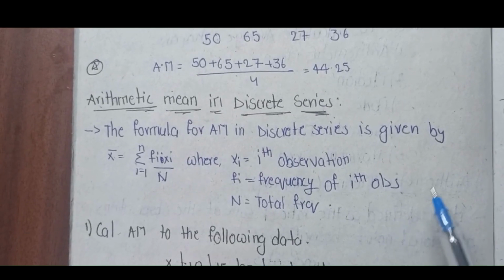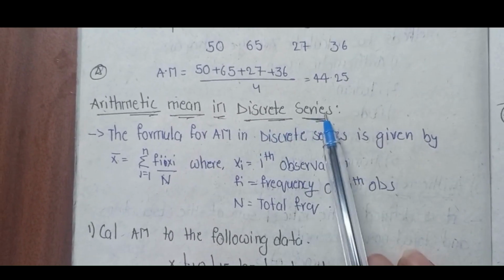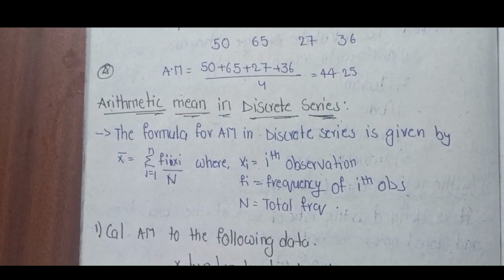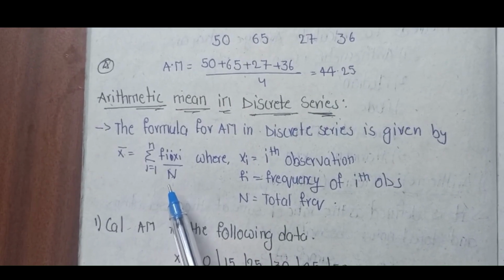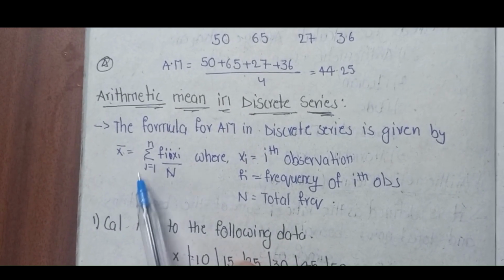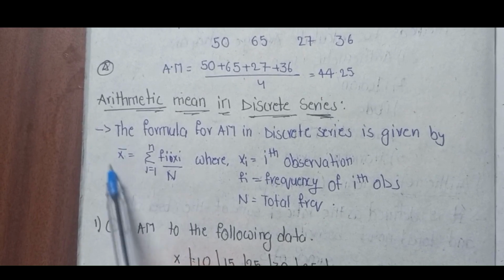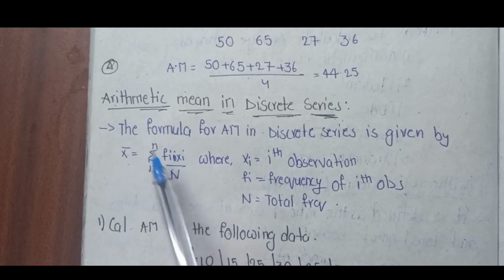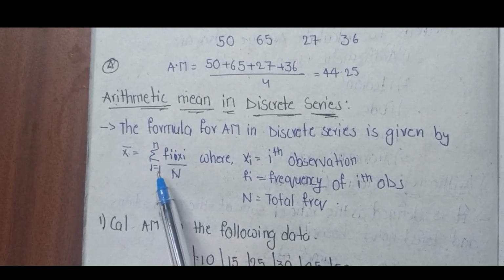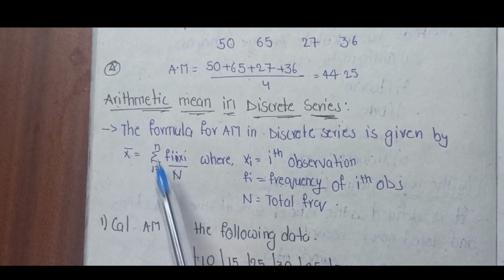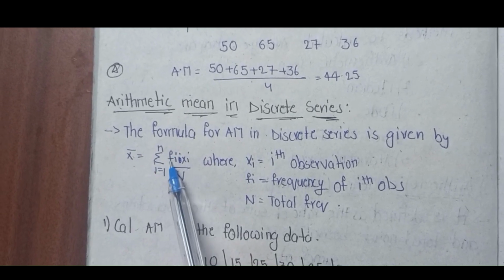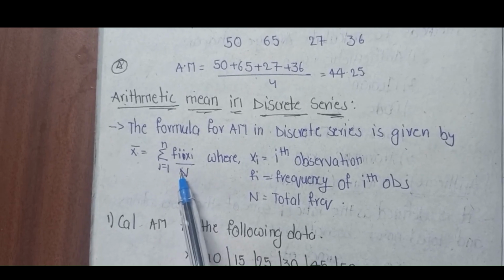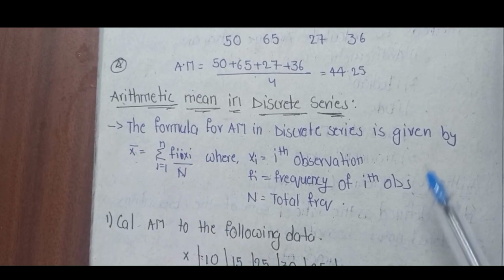Now coming to the second type, that is discrete series. Now we are going to find the arithmetic mean in discrete series. Here is the formula for finding the arithmetic mean in discrete series, that is x bar. What is x bar? It is a symbol to represent the mean, the arithmetic mean we can say. Here x bar is equal to the summation from i equals 1 to n of f i into x i, divided by capital N. What is N? Here N is the sum of the frequencies.